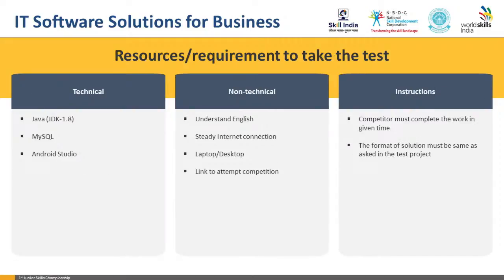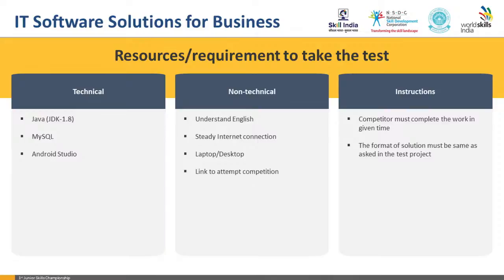Now, let's move to some prerequisites one should possess in order to be able to attempt Junior Skills Championship. To attempt the test projects in ITSSB skill, there are a few technical and non-technical requirements one needs to fulfill, and they are: first, candidates must have Java JDK 1.8 version installed on their system, as well as MySQL and Android Studio properly set up on the desktop or laptop they wish to attempt the championship on.